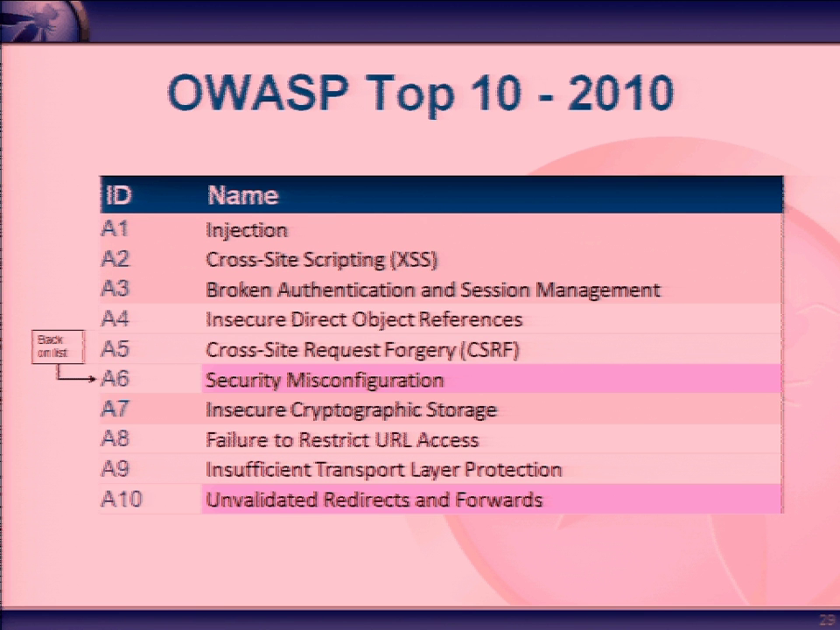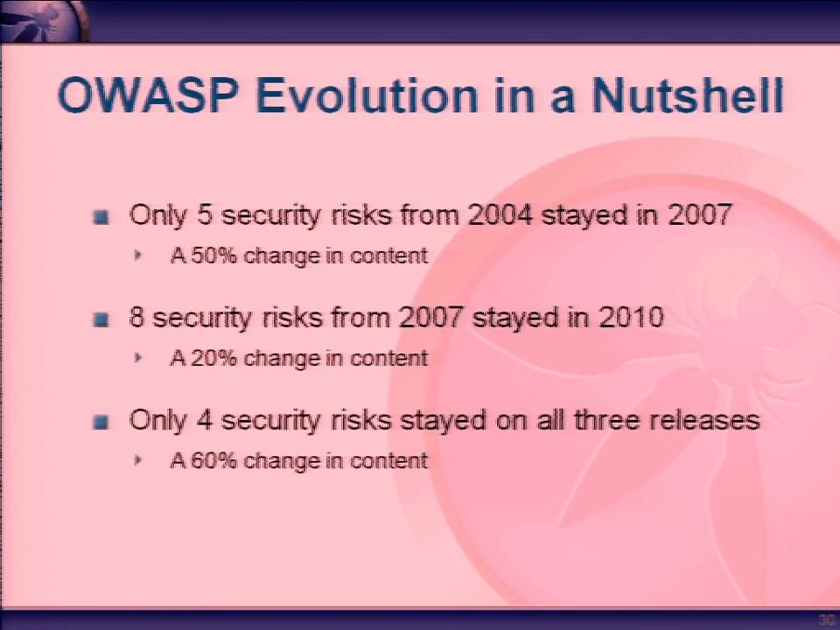All right, so what does that mean? From 2004 to 2007, there was a 50% change in the list. From 2007 to 2010, there was a 20% change in the list, and if you track that across for what stayed the same or what differed, how much change occurred over those 3 releases, it was a 60% change, right?